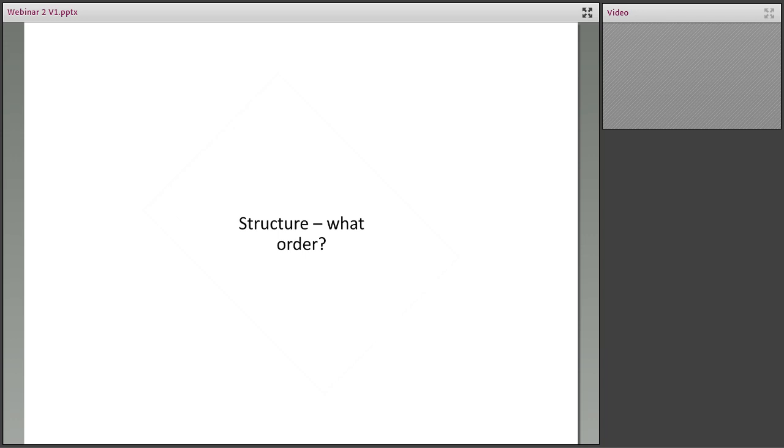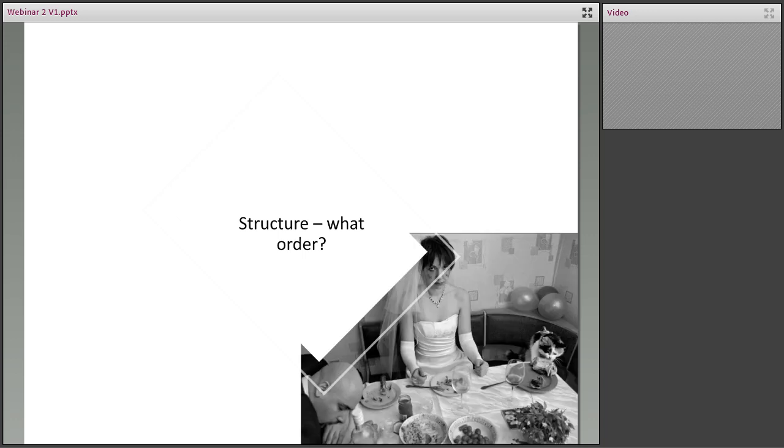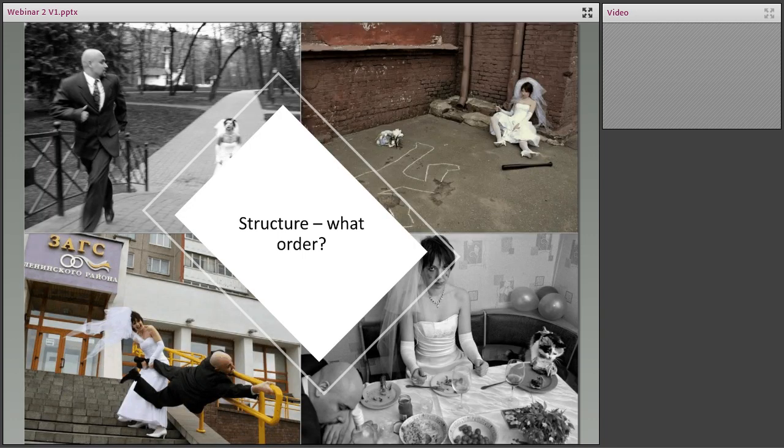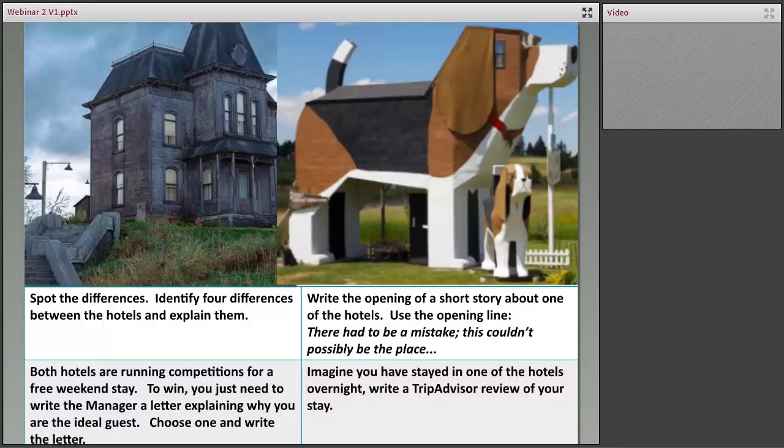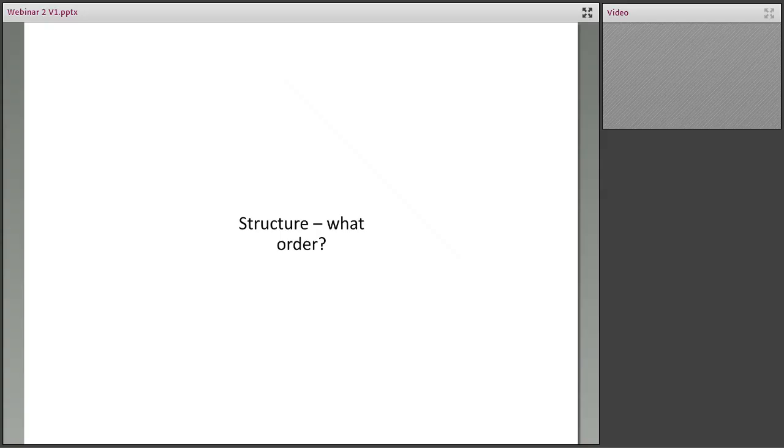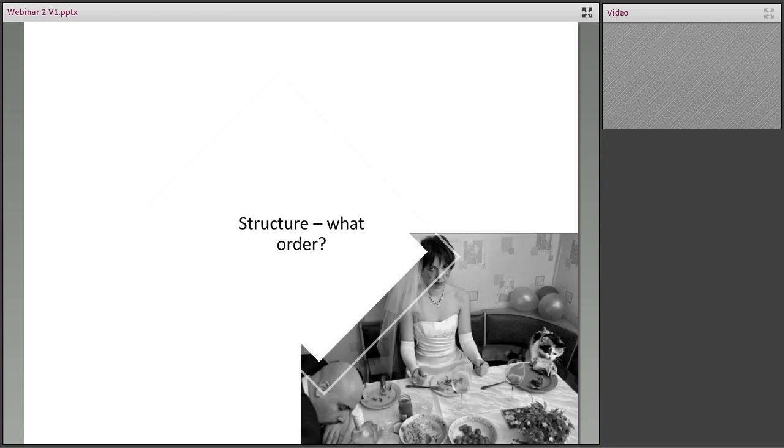Right, so this is one that Julie, I know, was talking to me about earlier that she's used, which is really good. So structure, what order? This is about how to think about structure of writing a story and how stories work, really. And it's one of my favourite what happens next stories.